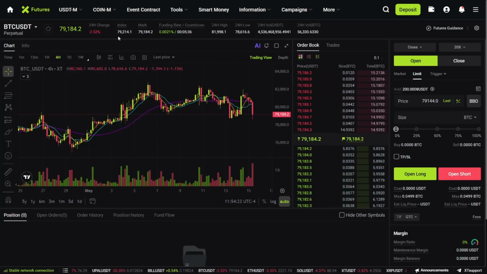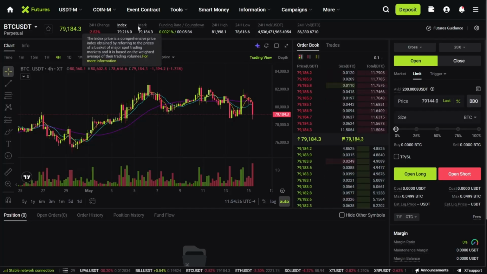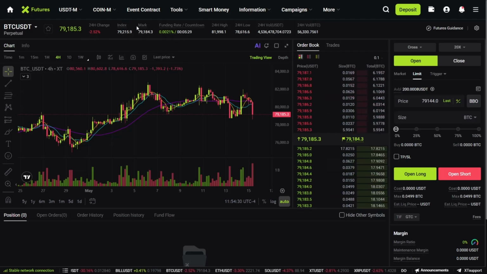On the top, we have this bar right here. We can see something that says index and mark. This stands for index price and mark price.